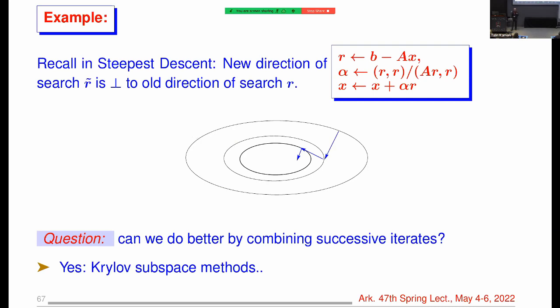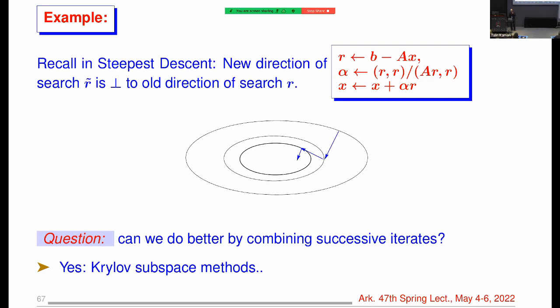the A norm. So it's the equipotentials, if you like, or the function that has to do with the error, the norm of the error. And the center of the ellipsoid is the solution. So you're going to the solution by zigzagging like this.